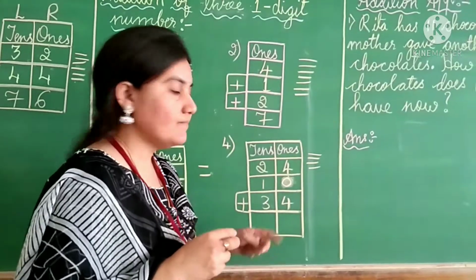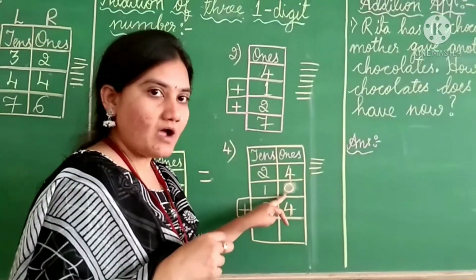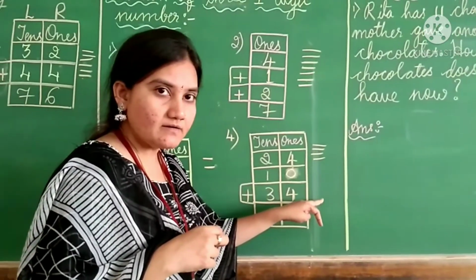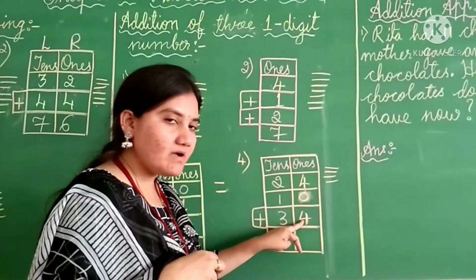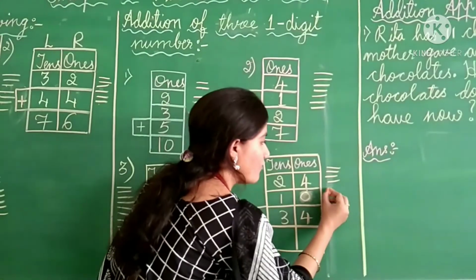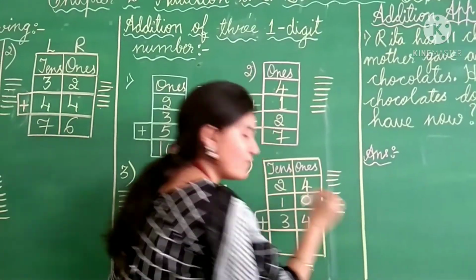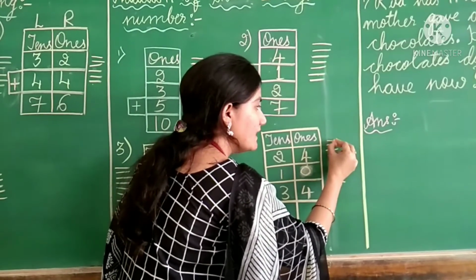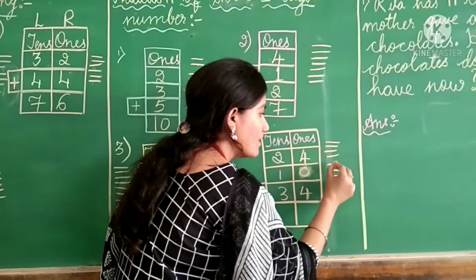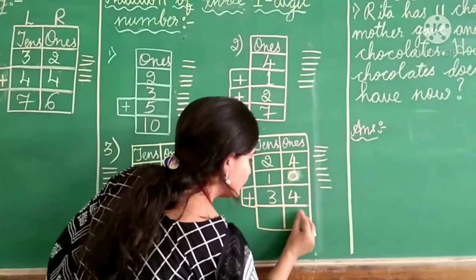Lines are not drawn here. The next one is 0. Are we drawing any line here, children? No. Okay, then we will go to the third number. What is the third number? 4. So we will draw 4 lines. 1, 2, 3, 4. So now from top to bottom we will count the lines. 1, 2, 3, 4, 5, 6, 7, 8.